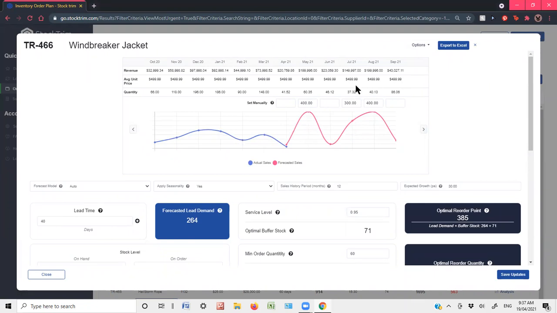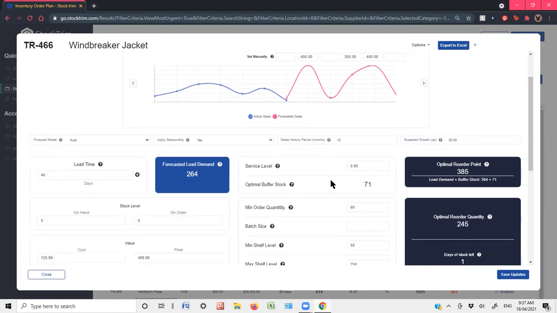So if I know that I'm going to be running a promotion over July and August, for example, as I've done here, I can come in and enter new values where I've seen, okay, I need more stock than the 37 and 40 units that StockTrim is saying here. Because I know I'm running a promotion, I'm going to bring in 300 units and 400 units. And when it comes time to ordering for those months, StockTrim will see those new amounts and use those as part of its forecasting calculation.